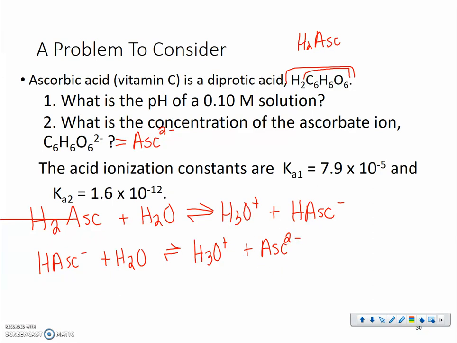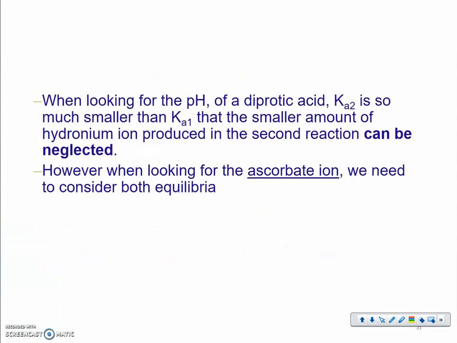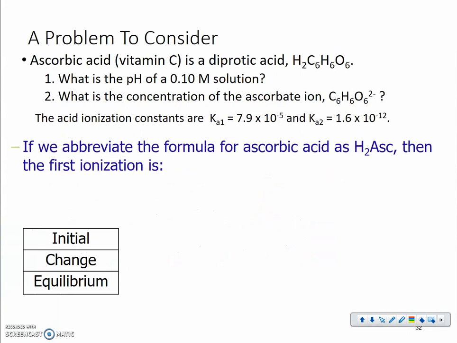In order to know the pH, we need to know the hydronium ion amount. And again, if you look at your Ka values, they are very different. Ka2 is much smaller, meaning only a very small amount of the second reaction forms H3O+. So we can just use the first reaction to figure out the pH. However, to do the second reaction, we have to consider both, because the Asc 2- is only formed in the second reaction. So we have to undergo the first reaction first and then our second reaction. So for the pH, we're going to look at our first equilibrium reaction.